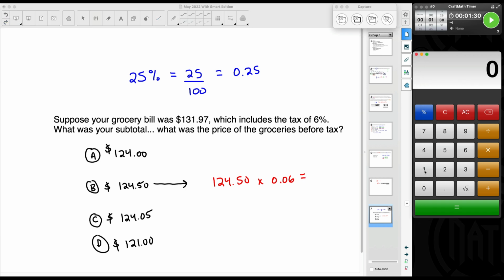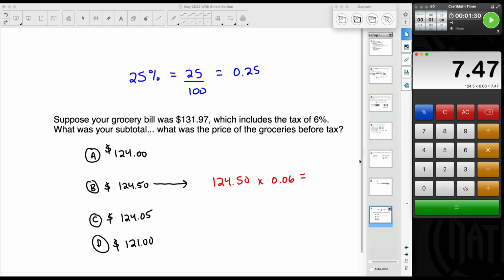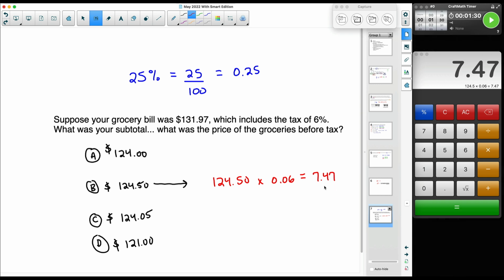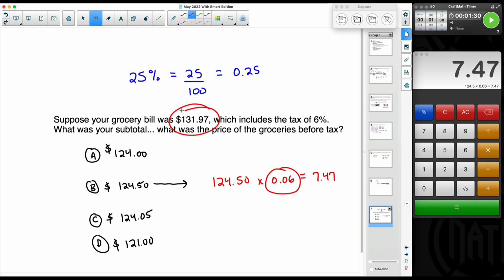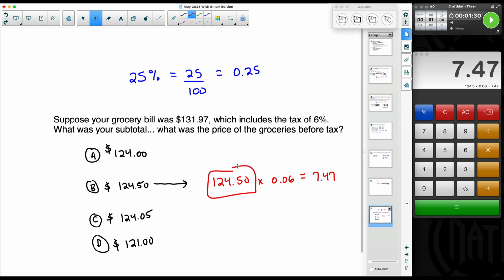So watch this. If I take $124.50 and we find 6% of that, which is 0.06, we get $7.47. You don't multiply the sales tax percentage by the total price of the groceries if that includes tax. That's not how it's done. You multiply 6% or whatever the sales tax rate is by the subtotal, the price before tax.